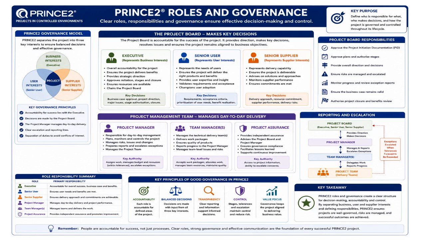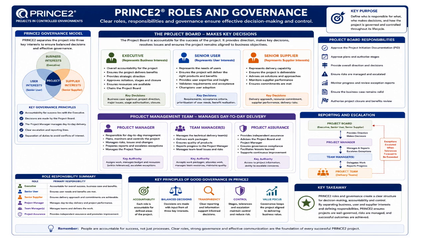The user interests are represented by the senior user. This role ensures the project products meet user needs and deliver expected benefits. The supplier interests are represented by the senior supplier. This role ensures the solution can actually be delivered using available technical expertise, suppliers, and resources. Together, these three roles form the project board, shown in the center of the slide.